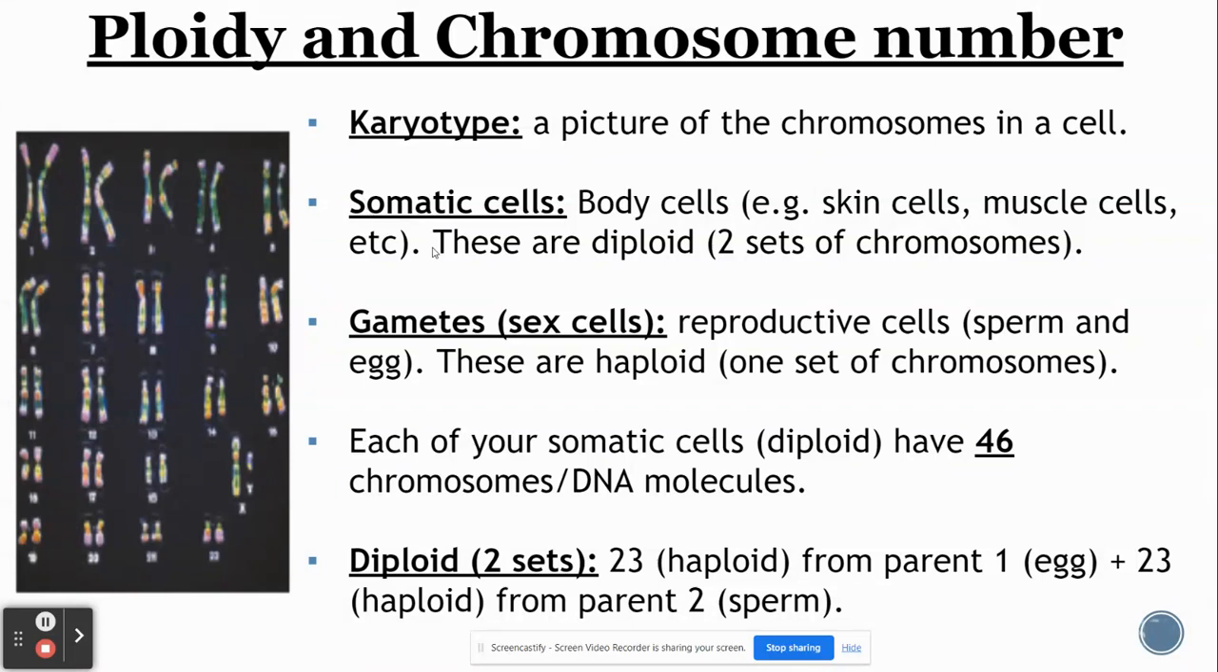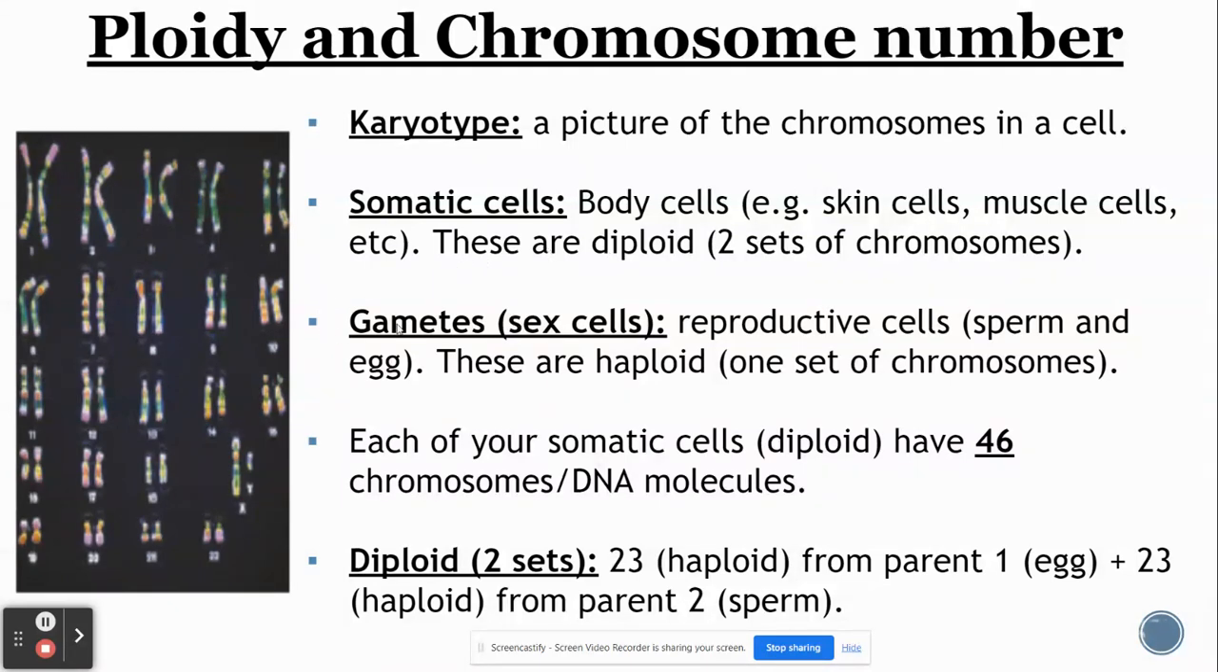So in your body, you have what's called somatic cells. Somatic cells are just your regular body cells, like skin cells, muscle cells, and we sometimes call those cells diploid cells. What that means is that your regular body cells have two sets of chromosomes. Again, those two sets, one of the sets of 23 is from parent 1, one is from parent 2.